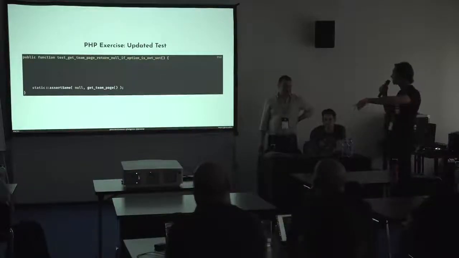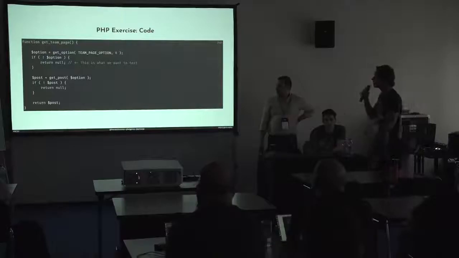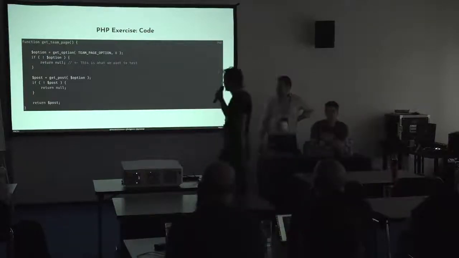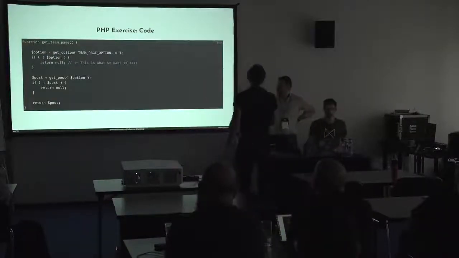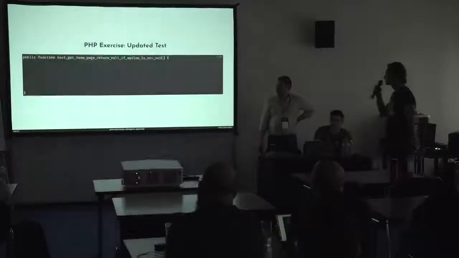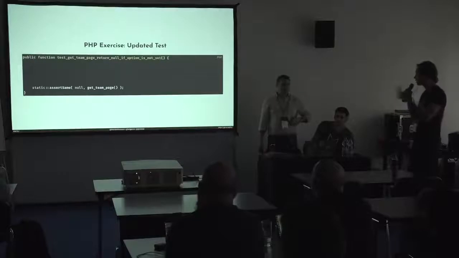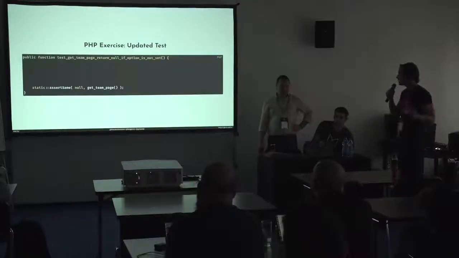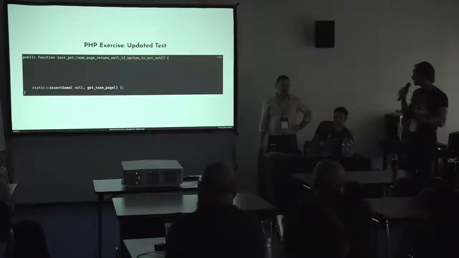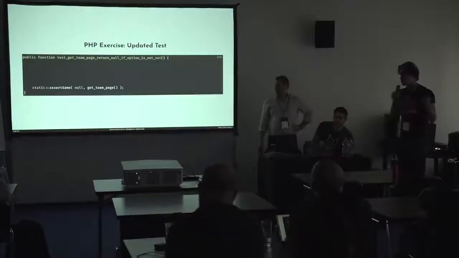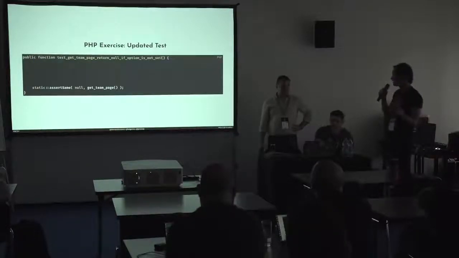We can step through the PHP example. We're trying to simulate going here, so to return null. So what do we need to do to get there? We need to first assert what we want at the end. So at the end, we want to know that if we call get team page with no user ID, we will get null back.